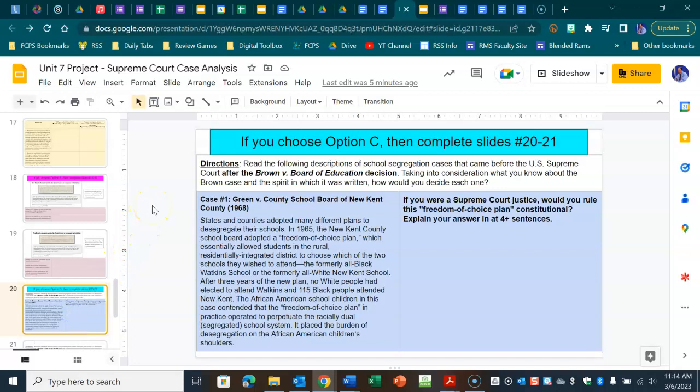If you chose option C, the 14th Amendment, you are going to work on only slides 20 and 21. You're going to skip 16, 17, 18, and 19.